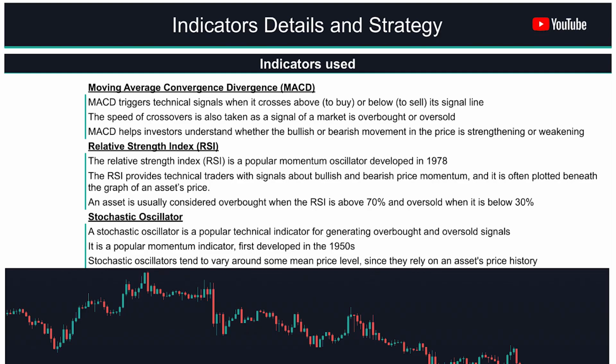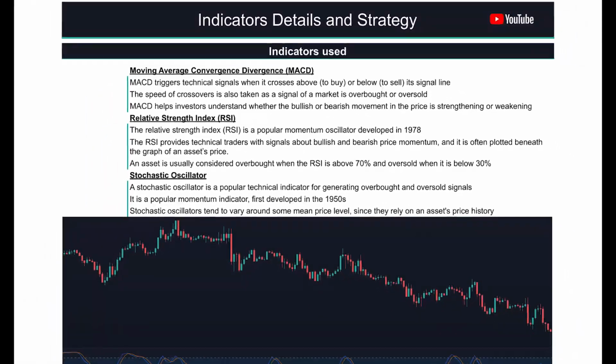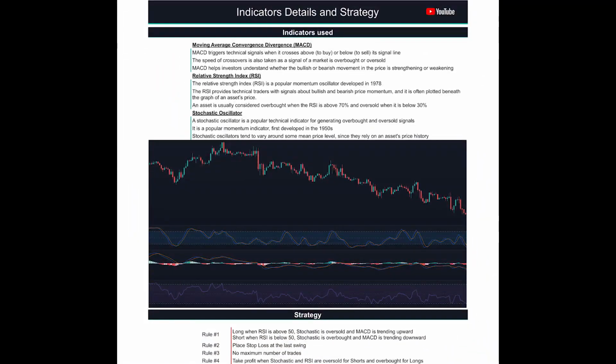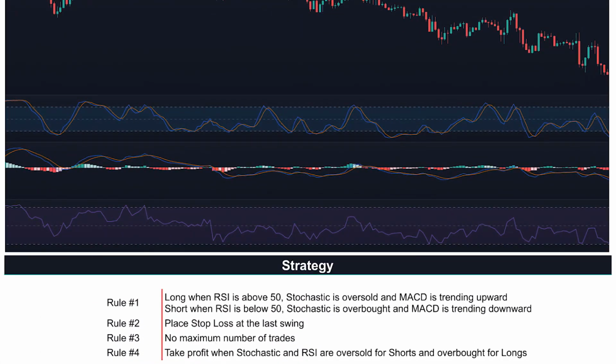This backtest is based on the 1-hour time frame with variable stop loss and take profit settings. So here's the strategy. We go long when the RSI is above 50, the stochastic is oversold, and the MACD is trending upward. And similarly, we go short when the RSI is below 50, the stochastic is overbought, and the MACD is trending downward. Second rule is that we place the stop loss at the last swing.